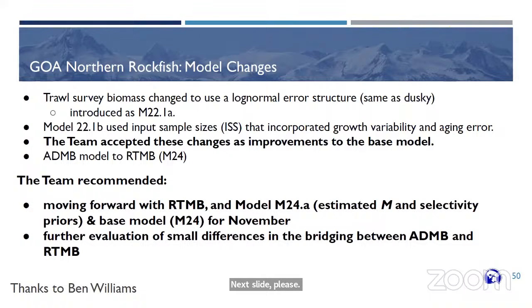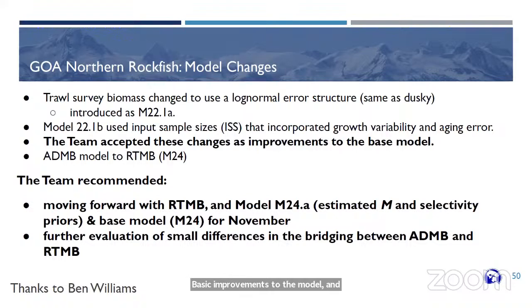So northern rockfish, the 12 survey biomass had the same issue with the log normal error structure. They revised the input sample size that incorporated both growth variability and aging error, the work of Ben Williams and Pete Hulson. Super handy for this. And we accepted these as basic improvements to the model.